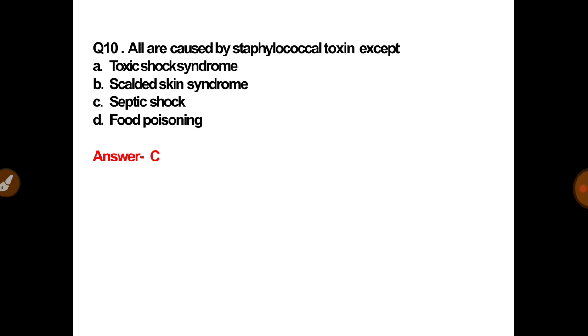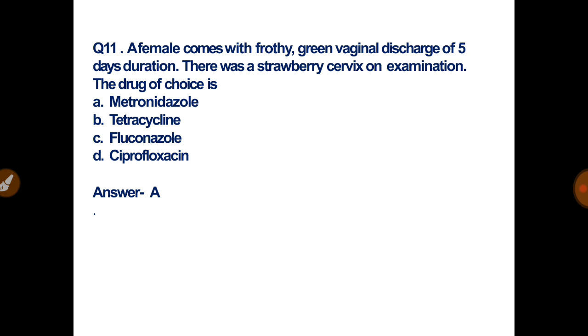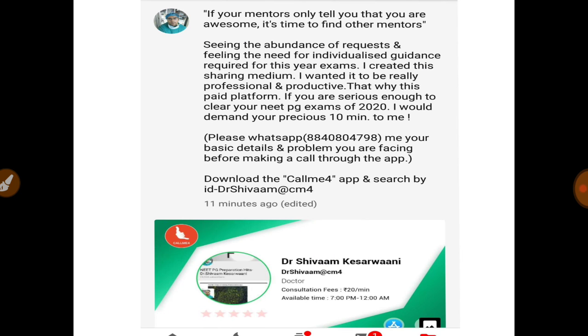All are caused by staphylococcal toxin except toxic shock syndrome, yes. Scalded skin syndrome, yes. Food poisoning, yes. Septic shock, no. A female comes with frothy green vaginal discharge of 5 days duration. There was a strawberry cervix on examination. The drug of choice is clearly metronidazole. Green frothy vaginal discharge with strawberry cervix suggests you a diagnosis of trichomonal vaginitis, and metronidazole is the drug of choice.